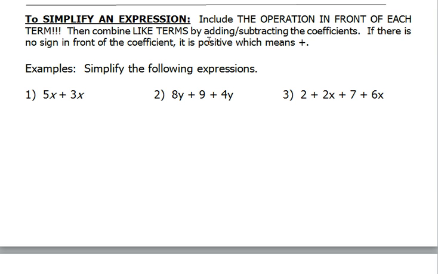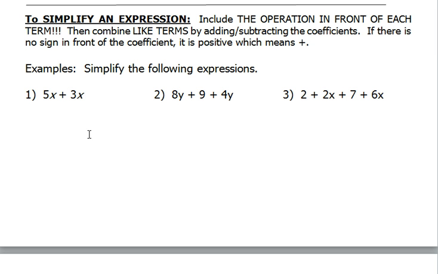When I simplify an expression, I'm going to include the operation in front of each term, and I talked about that a little bit above. Then I'm going to combine like terms by adding or subtracting the coefficients. If there is no sign in front of the coefficient, it is positive, which means plus. So let's take a look at the first one.